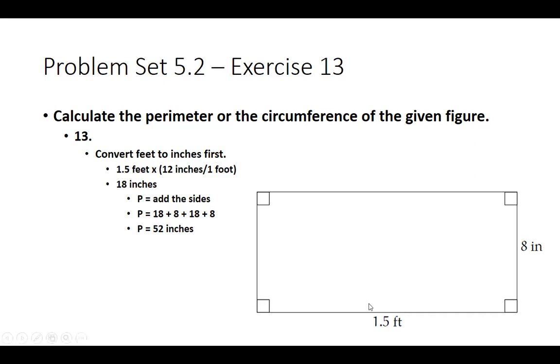So now let's add the sides. 18 inches plus 8 inches plus 18 inches plus 8 inches gives us a perimeter of 52 inches.